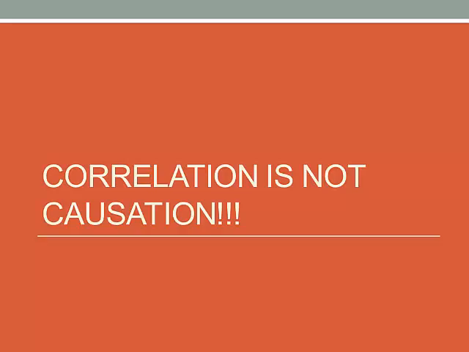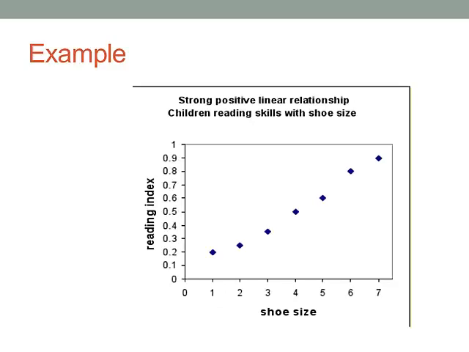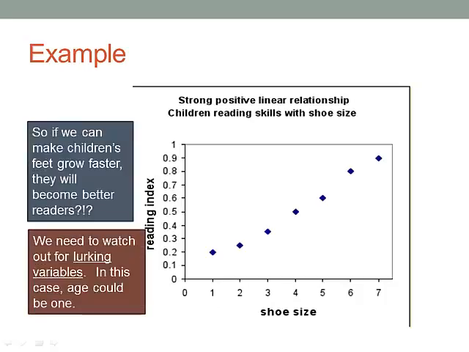Which is a good intro into, I think, the last little mini section here. Correlation is not causation. So here's an example. Strong positive linear relationship between children's reading skills and shoe size. So we've got shoe size on the explanatory axis, reading index on the response. So if we make children's feet grow faster, they'll become better readers? No. We need to watch for lurking variables.